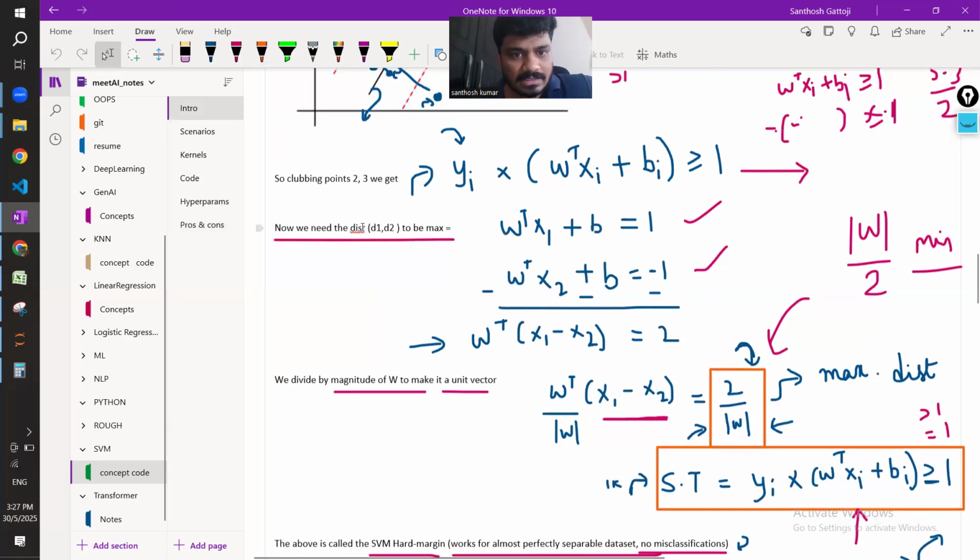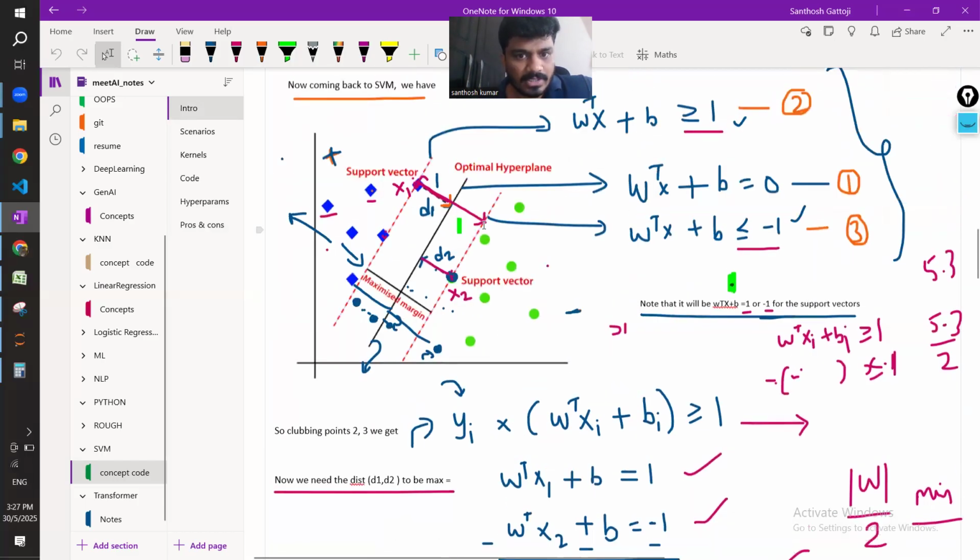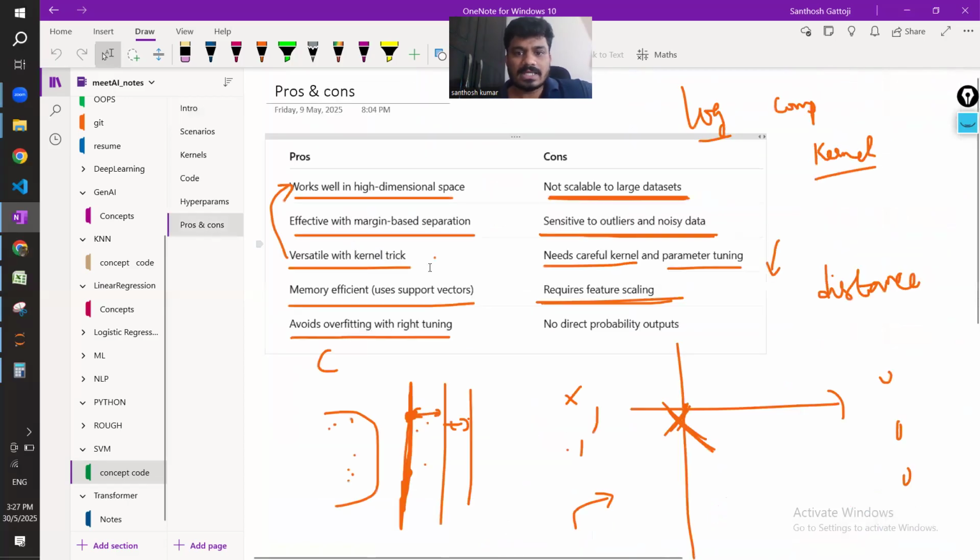See here, we are calculating the distance between the D1 point and the D2 point. So that's why they should be scaled. Scale means they should be brought to some proper scaling. That means it could be standard scaling or normalized scaling.